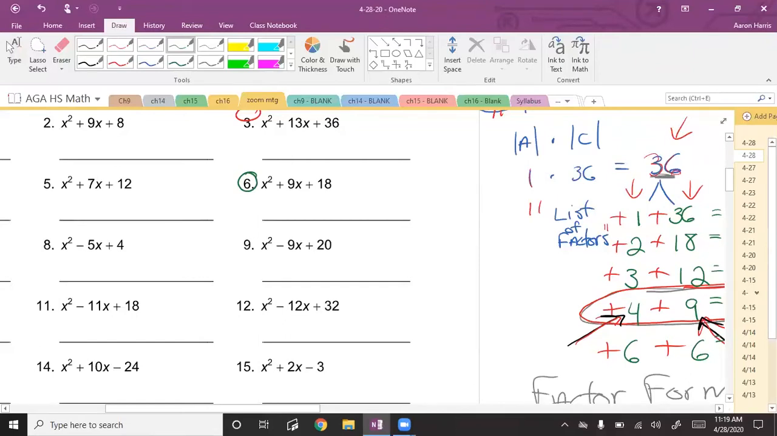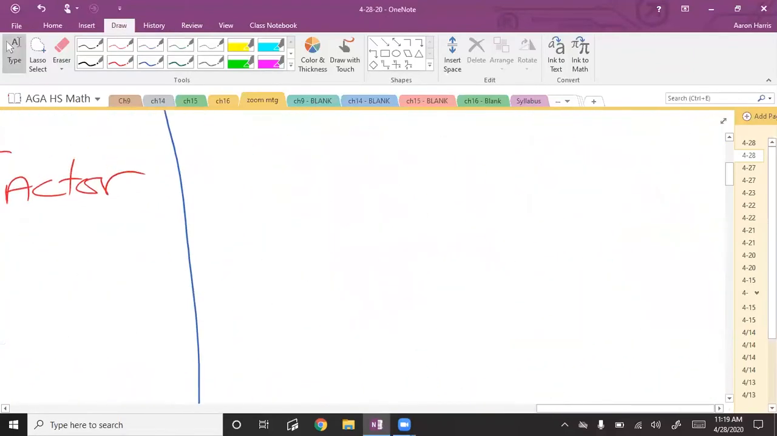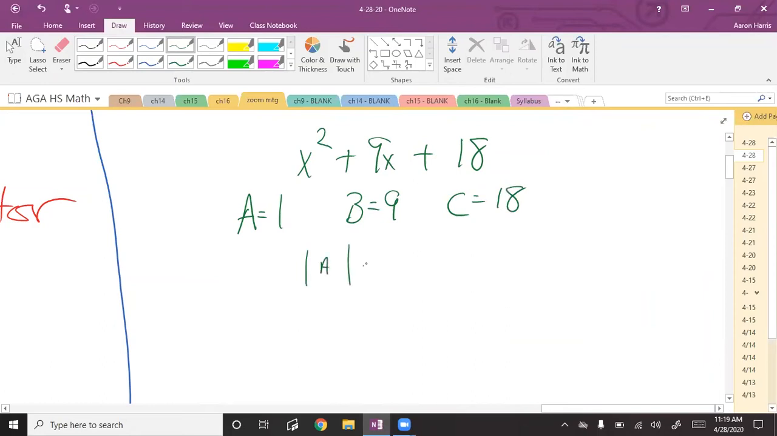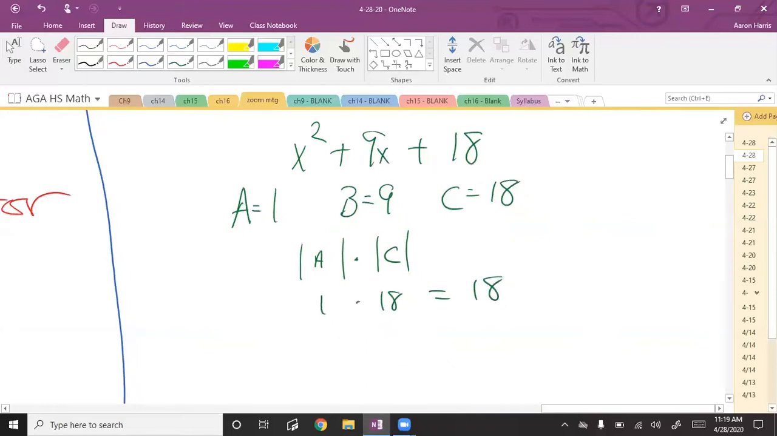Got 9x and 18. So here we go. X squared plus 9x plus 18. We're going to alternate turns. So Brooke, what is A? A is 1. Aiden, what's B? 9. Brooke, what's C? 18. What do I do now, Aiden? You add A and B. I mean A and C. Multiply. Good. What's A times C, Brooke? 18. Good. 1 times 18 is 18. Now what do I do, Aiden?